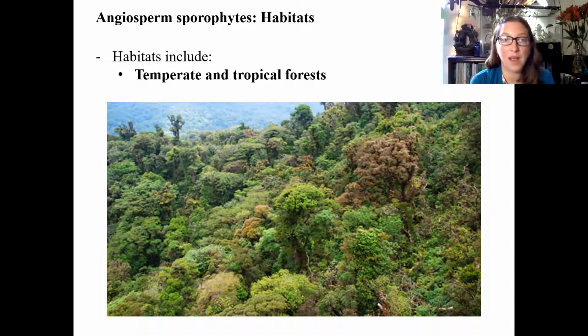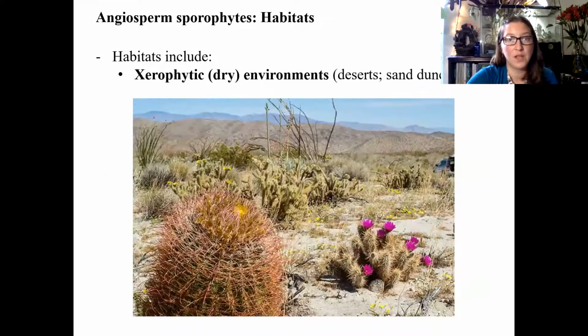Where do they live, right? What habitats do they live in? So they live everywhere. Spoiler alert, everywhere, except in the northern latitudes, right? They're very sparse there. But in the temperate and tropical forests, dominated by angiosperms. Deserts, dominated by angiosperms. So remember that term xerophytic? We learned that in the conifer lab lecture. It means dry environments, so like deserts.